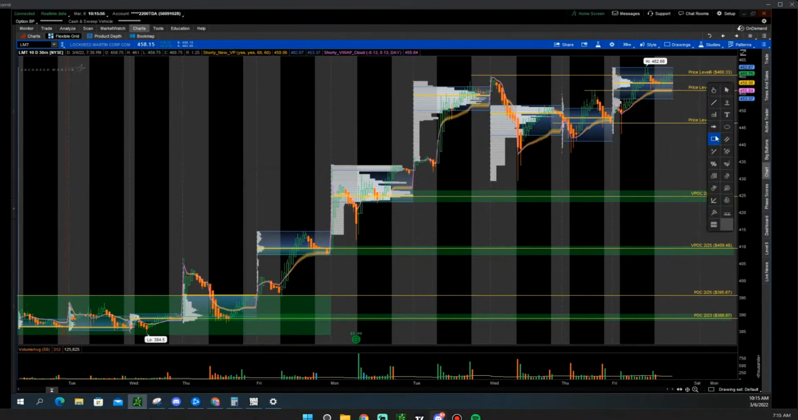So then you look at this box here. What is happening here on LMT is that we're having a couple of things that can happen. If you look at Wyckoff, what do you guys think is happening here, potentially?